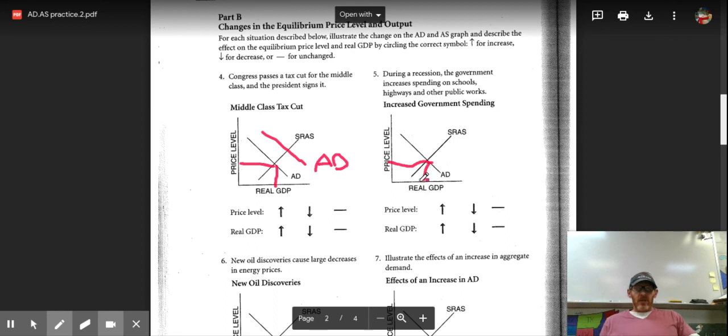So that's all you have to do for 4 through 11: figure out what changes, change that on the curve, see on the graph what happens to price level and GDP, and then unemployment. Remember, as GDP goes to the right, unemployment goes down. As we get less GDP, unemployment goes up. So go ahead and do that for all of these. So that's how you do both of the homework assignments.